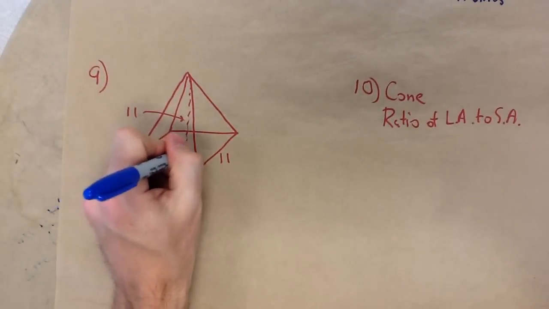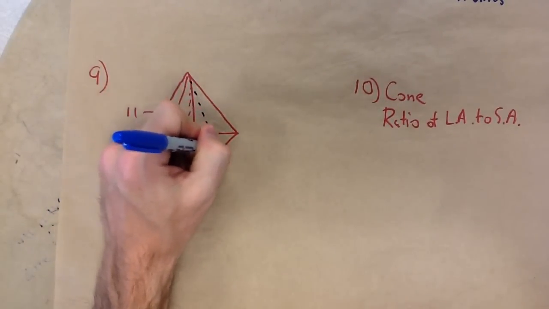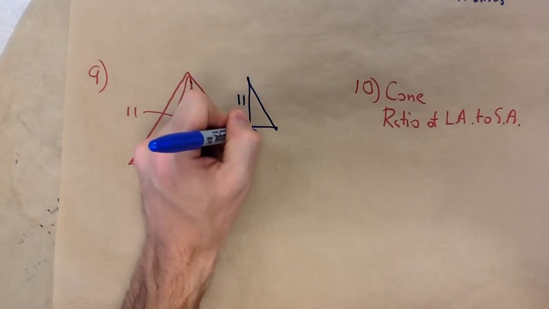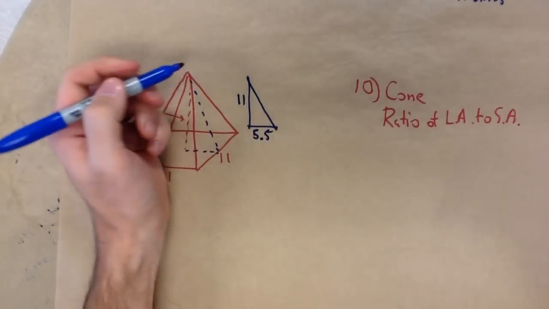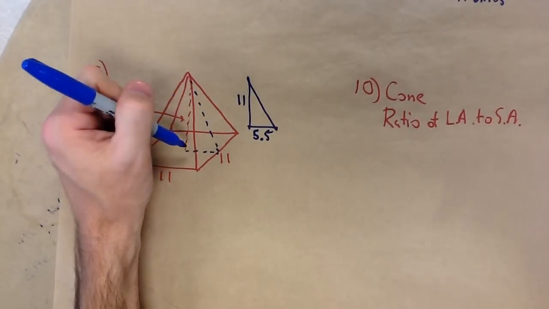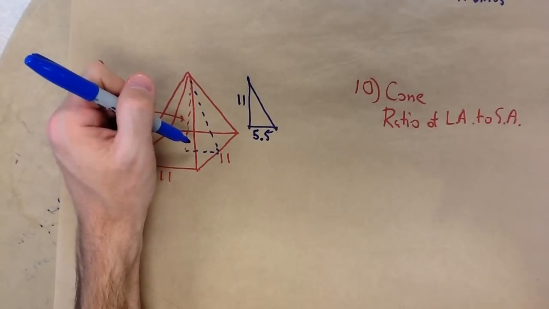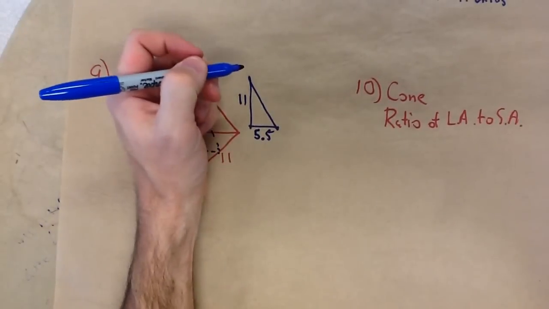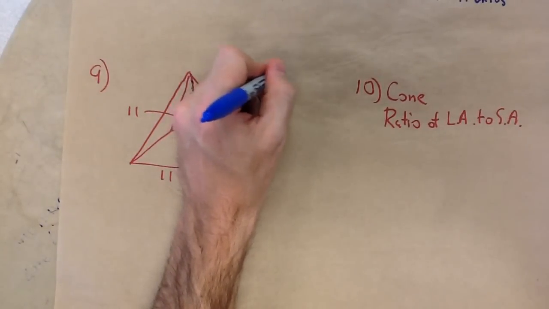Number 9, we have our pyramid. I'm going to have to find the slant height in our pyramid, and I have 11, and this would be 5.5. I'm going to use the Pythagorean theorem. But I can also see here that this is going to give me a decimal, so I'm not going to leave it as a radical. I'm just going to solve.